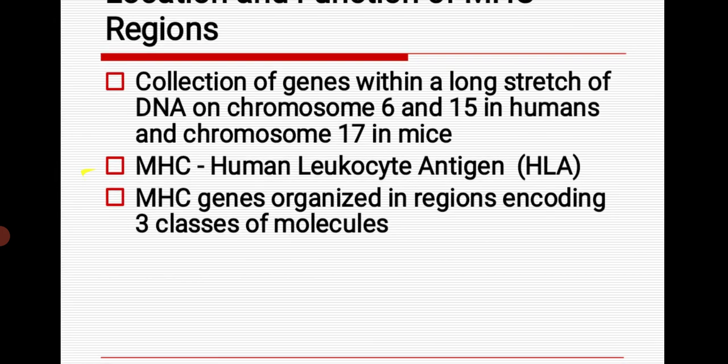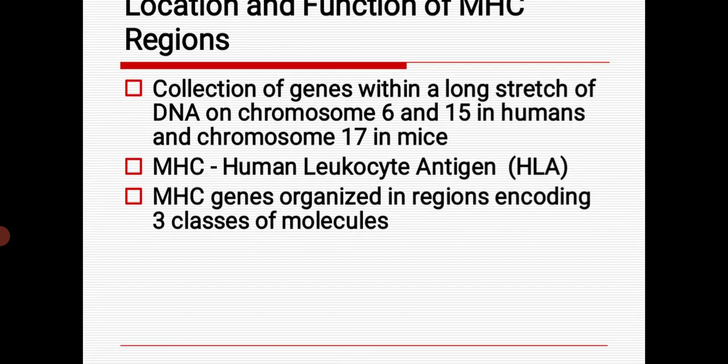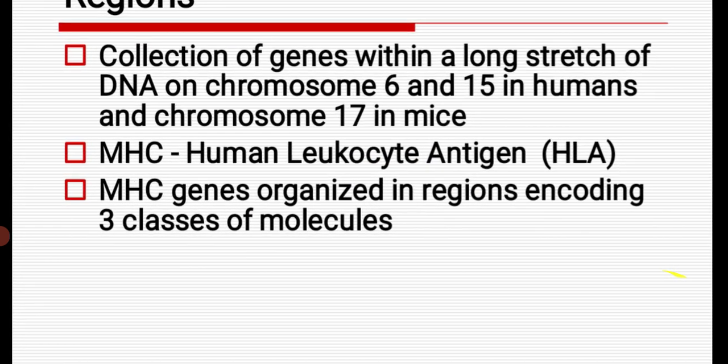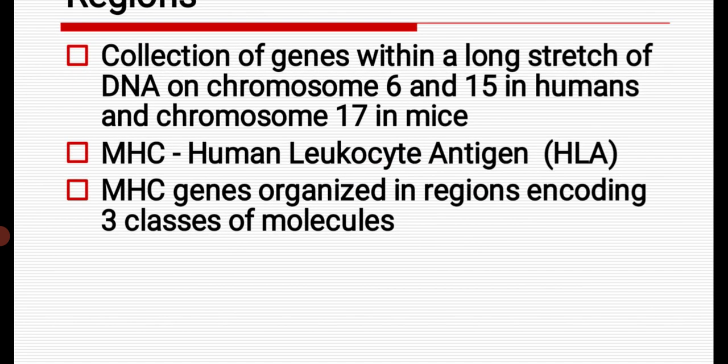Now, the location and function of the MHC region. The MHC molecules are coded by one portion of DNA present on chromosome number 6 in humans, and chromosome number 17 in mice. In humans, the MHC molecules are also called human leukocyte antigen. The MHC genes are organized in regions encoding three classes of molecules.